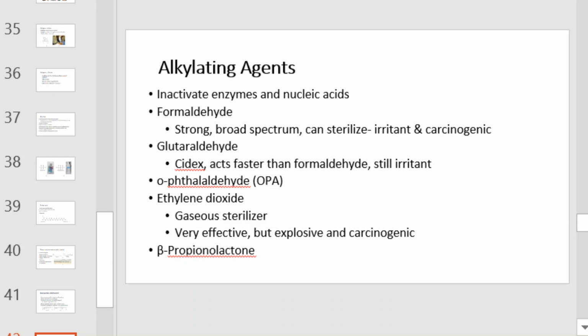Alkylating agents. Alkylating agents inactivate enzymes and nucleic acids. They include things such as formaldehyde and ethylene oxide. Formaldehyde is a strong, broad-spectrum agent which can sterilize objects. It is, however, an irritant and a carcinogen. Things like ethylene oxide are gaseous sterilizers, also very effective, but explosive and again, carcinogenic.